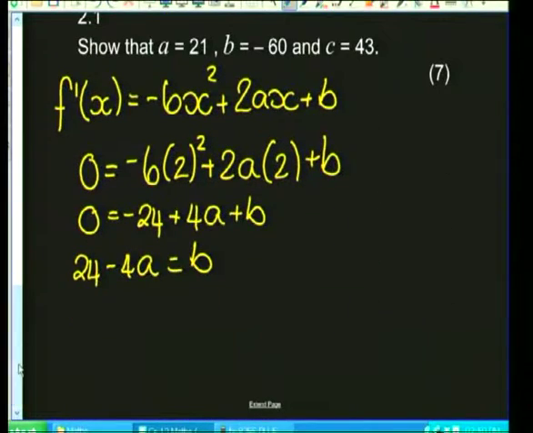Okay, the next turning point we had was an x coordinate of 5. So we're going to do the same thing. We're going to take our derivative, make it equal to 0. But this time, into my x values, I'm going to substitute my 5.